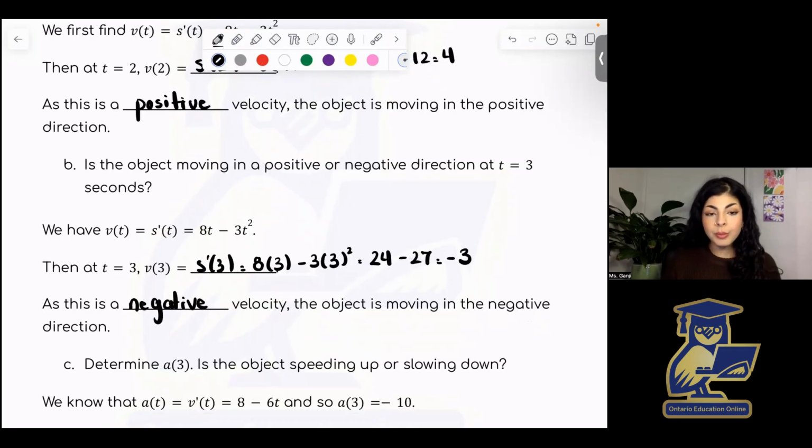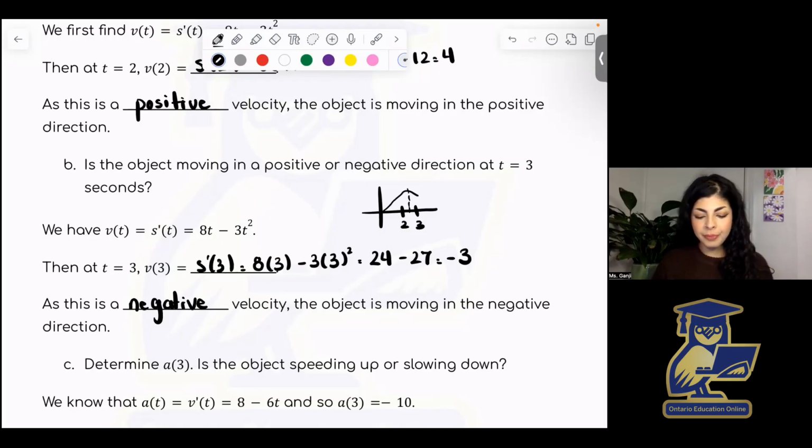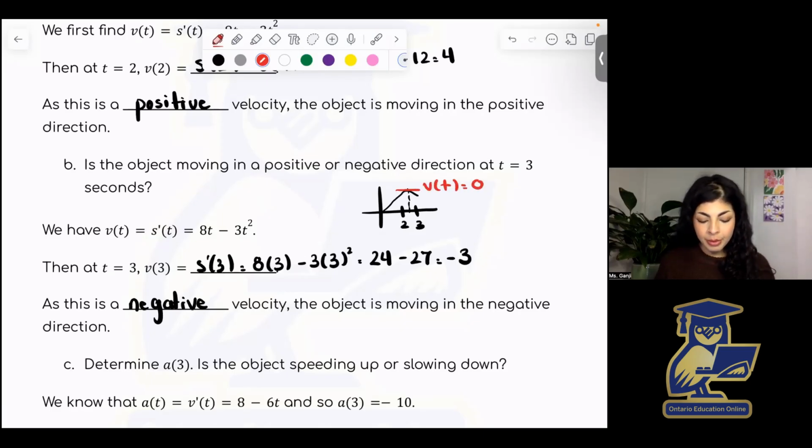And we can assume that for some time between t equals 2 and t equals 3, we had a change in direction, and so that's why now we are moving in a negative direction. And if we are looking at the graph, and this is 2 and 3, we might have something like this, and then you start, and this would be like a point between 2 and 3, and this is also the point where v of t would be equal to 0.